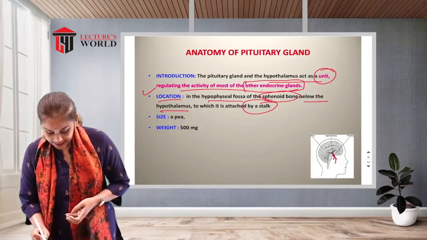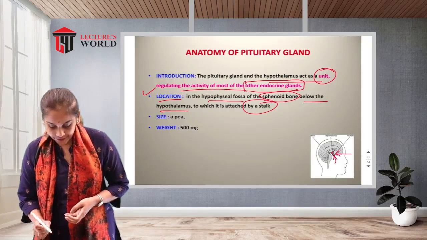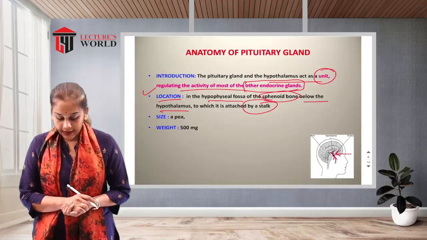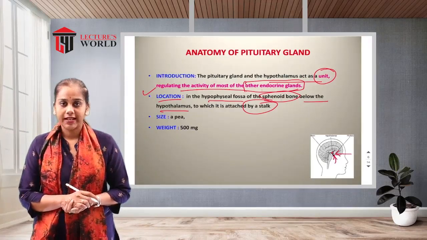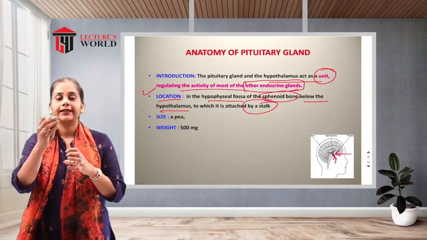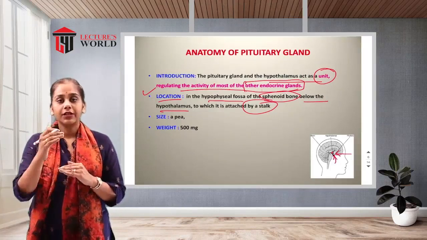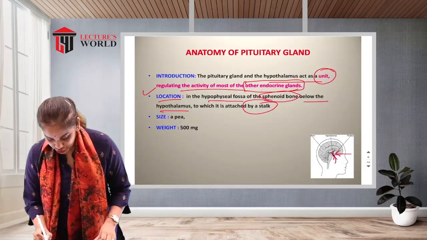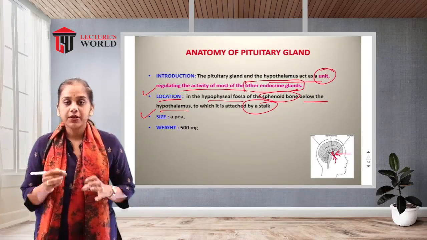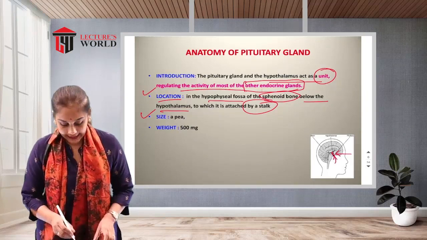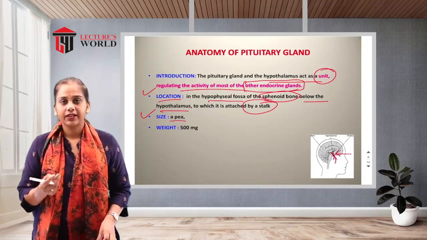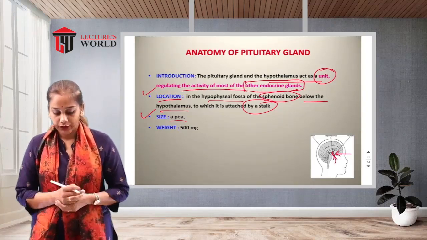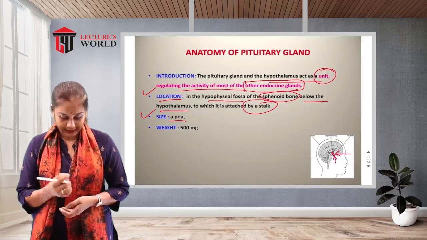Here there is the sphenoid bone, and below the hypothalamus. Above the pituitary gland there is the hypothalamus, so below the hypothalamus, attached with a stalk. You can see this is the stalk. What about the size of the pituitary gland? It's like a pea. The shape and size of the pituitary gland is like a pea.